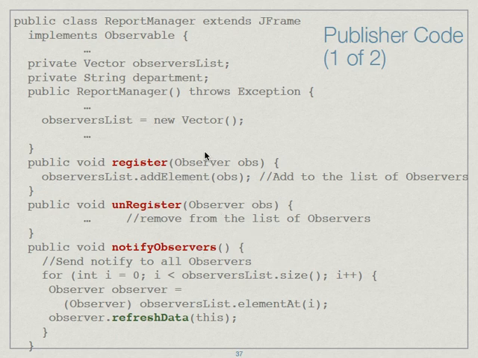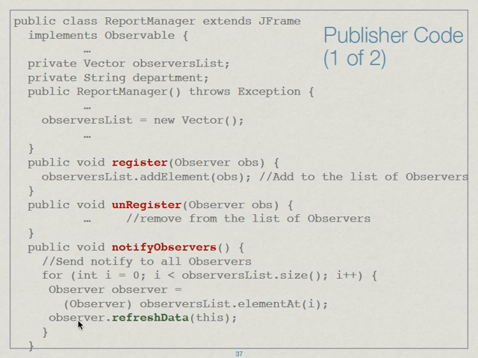This is the code on the publisher side. The publisher has a register method, and if the observer wants to know the price, it will call this method but pass its own reference to the publisher. So the publisher would add the observer's reference to its observers list. And of course, if someone wants to remove it, it can also do an unregister.